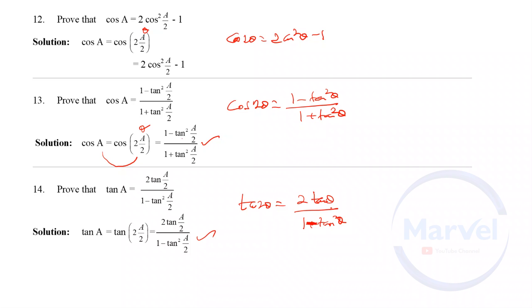So submultiple angles, 7 formulas over. Initially we discussed 2a, multiples of a, 7 formulas, and submultiple angles, 7 formulas.